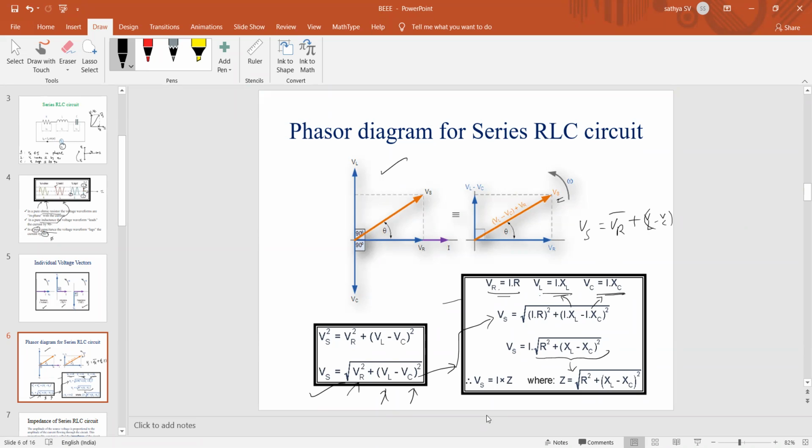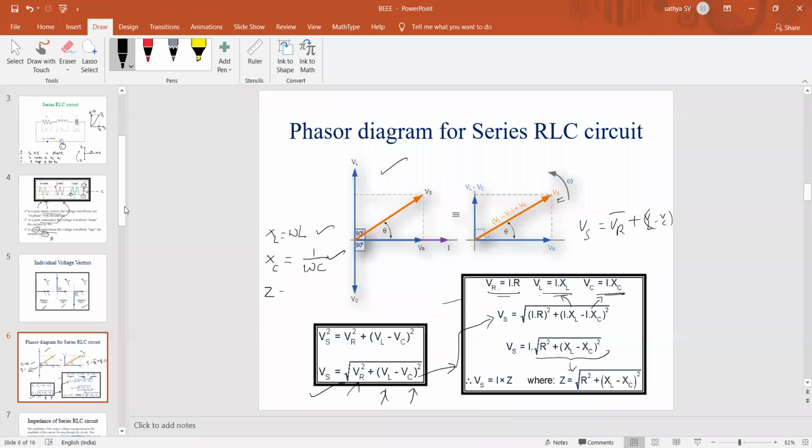So for a series RLC circuit, if anyone asks you the total impedance of the given circuit, it is under root of R square plus (XL minus XC) whole square, where XL is nothing but the inductive reactance. What is the formula to calculate XL? Omega L. Very good. Similarly, XC, the capacitive reactance, what is the formula? 1 by omega C. Very good. Right.